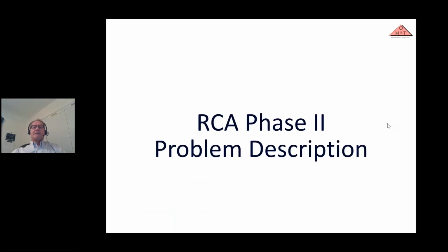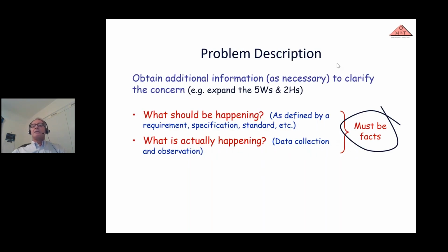Let's have a look now at phase 2, problem description. This is where the problem is clarified in more detail by obtaining additional information as necessary. For example, the 5 W's and 2 H's may be expanded. The team will consider what should be happening as defined by a formal requirement, specification, standard, etc., and what is actually happening according to our data collection and observation.